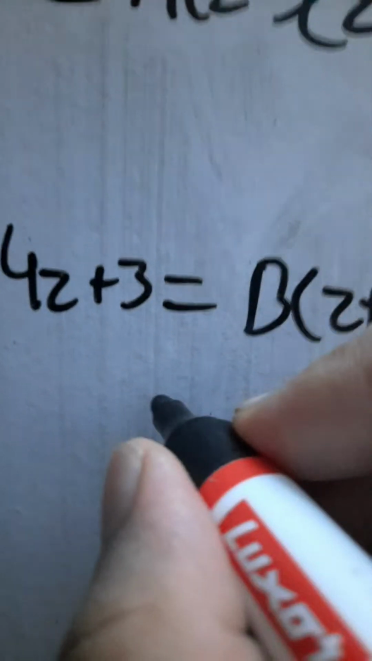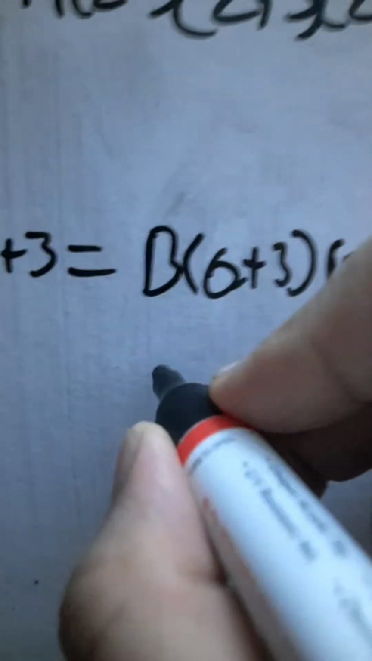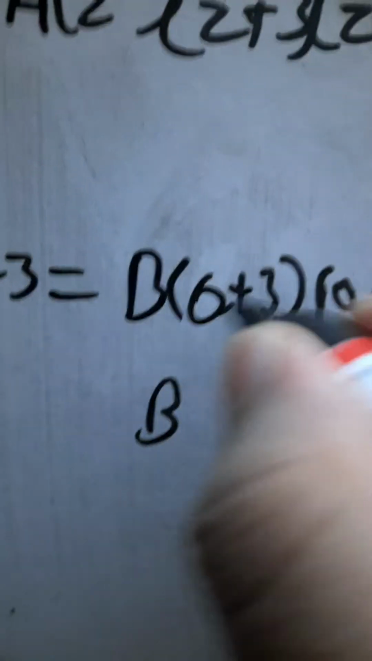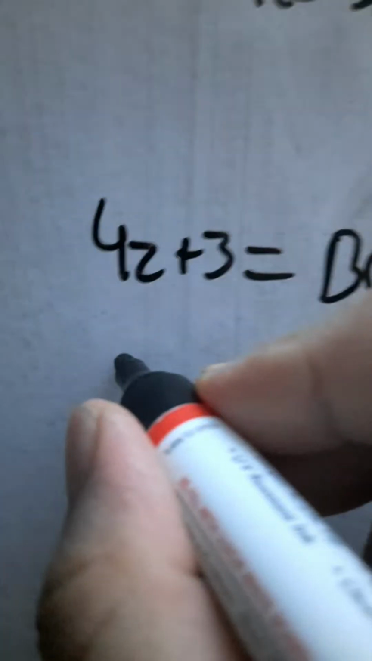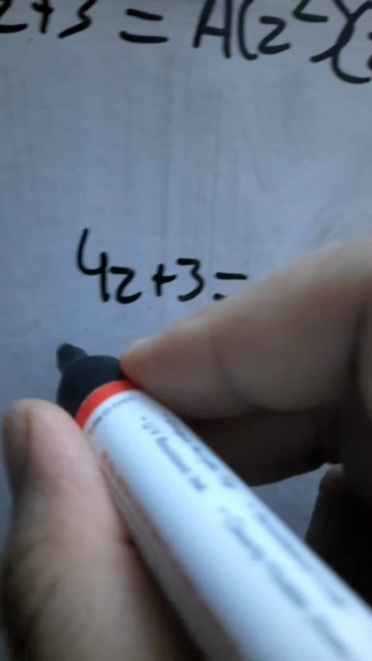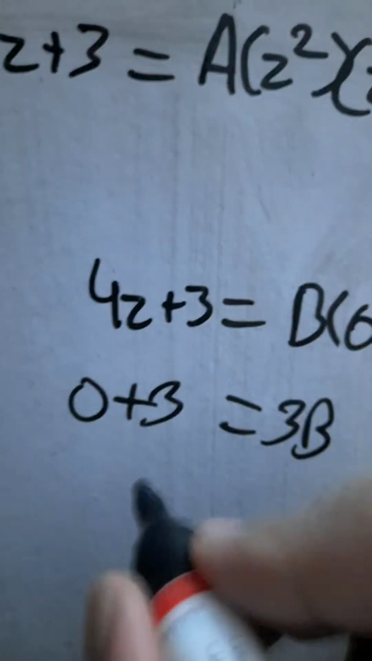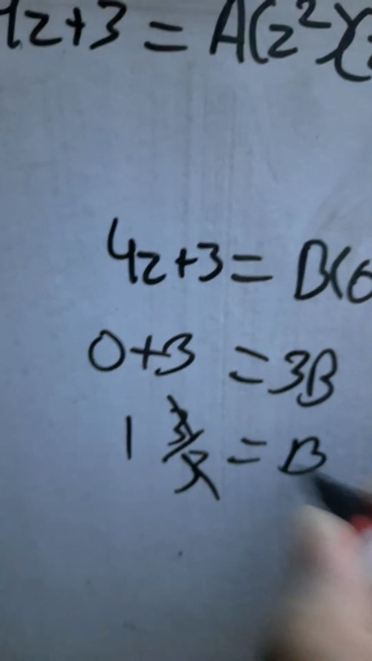Now z equal to 0, so take this also 0, then 3 into 1 is 3, so 3b is equal to 4 into 0 is 0, 0 plus 3 is 3, so 3 by 3 is 1, so b is equal to 1.